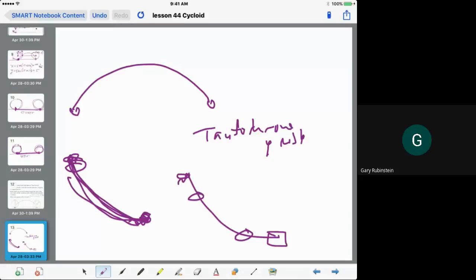Okay, so that's what I wanted to show you today. I will share with you all these Desmos sketches. You could also type this into your graphing calculator to see that they're right.